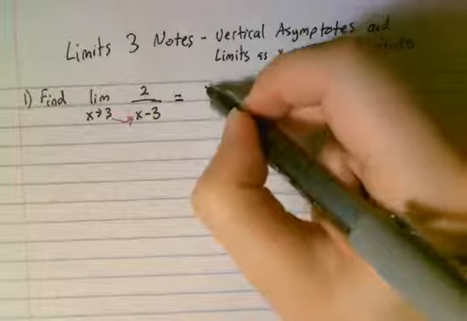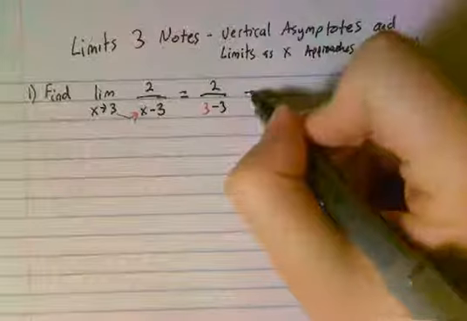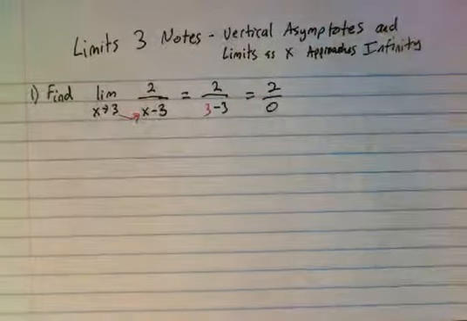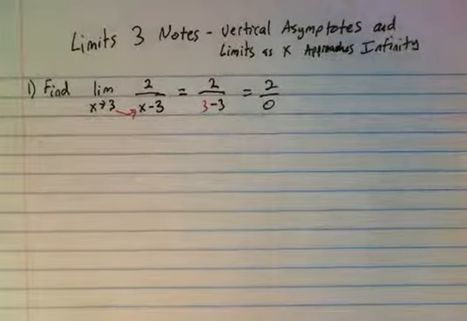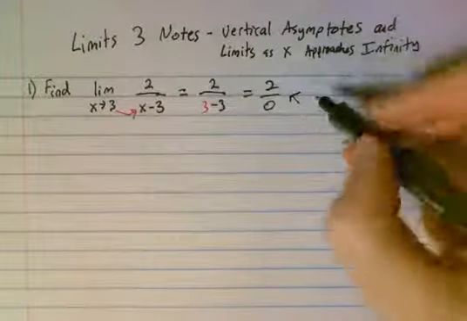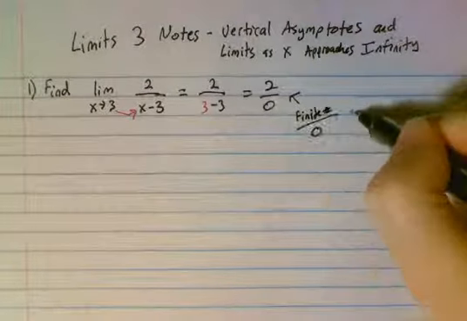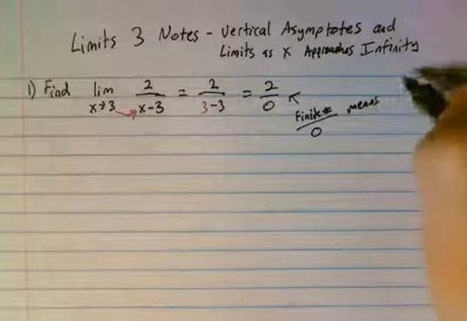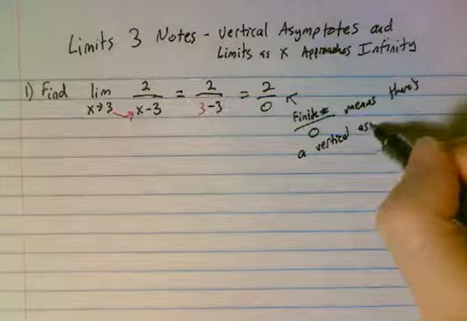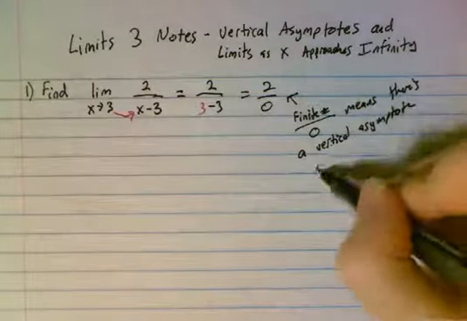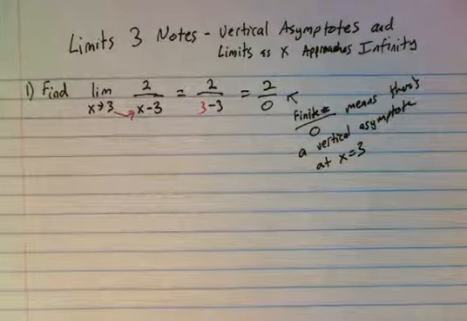We've got 2 divided by 3 minus 3. That's 2 divided by 0. No luck in terms of getting a finite number, because we're not allowed to divide by 0. But what we can do is look at this and say we know that a finite number over 0 means there's a vertical asymptote at x equals 3. Look back at limits 2 notes if you're confused about why that's the case.